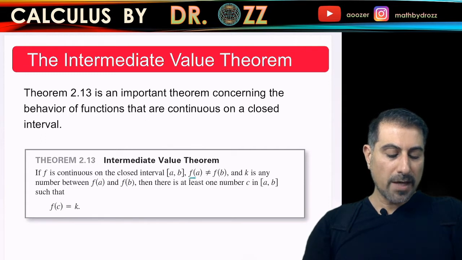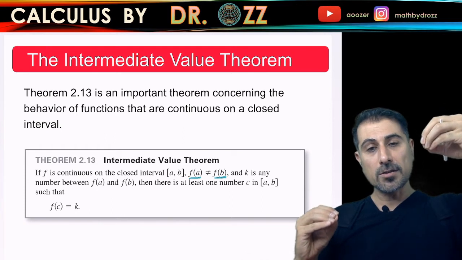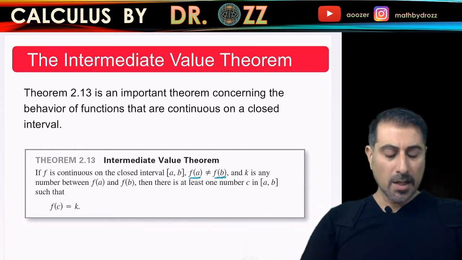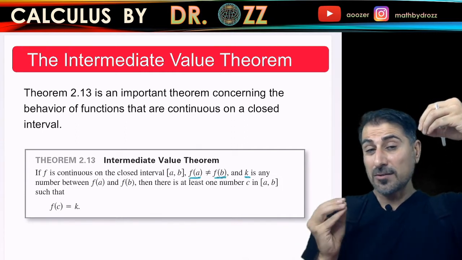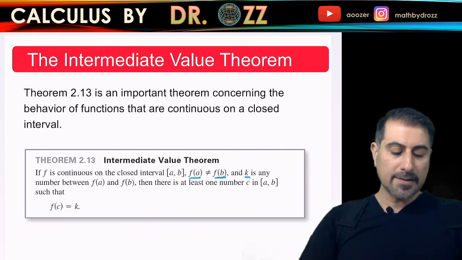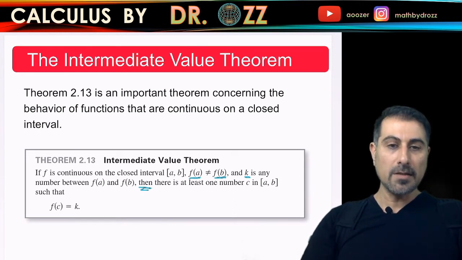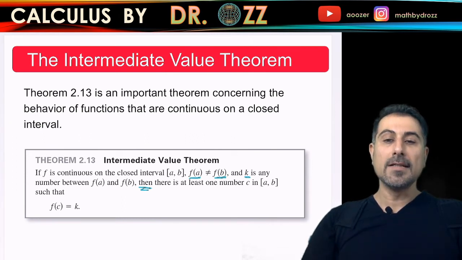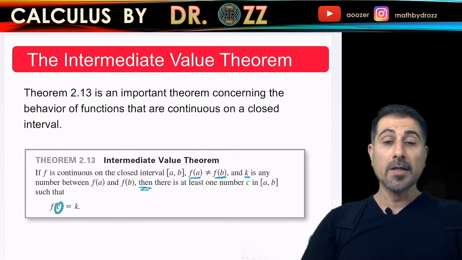And we want f of a is not equal to f of b. So in other words, at the end points, I want the function to attain different values. And let's say k is a value between the two function values at a and b. So the conclusion says that there is at least one number in the interval a and b, and that number is c, so that f attains the intermediate value k at some point c. So this c is guaranteed by the theorem as long as the conditions of the theorem are satisfied.